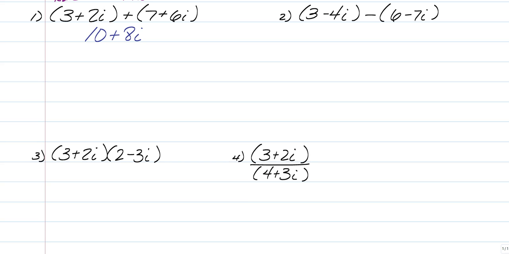In number 2, we're subtracting. 3 minus 6 is still going to give us a negative 3. And a negative 4i minus a negative 7i is going to give us a positive 3i. Remember, minus a negative turns into plus, so a negative 4i plus 7i is going to give us positive 3i. And we're done. We can't do anything else with these.